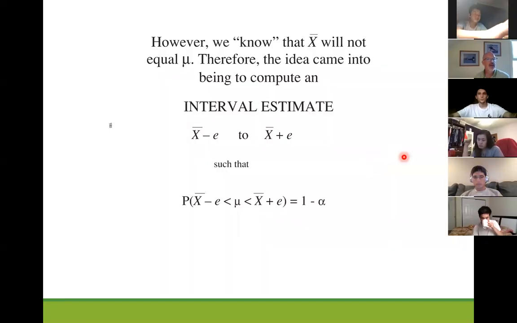All right, so let me go back to my PowerPoint. So, the interval. It's X bar minus E, X bar plus E, such that the lower limit, X bar minus E, is less than mu, the mean, which is less than the upper limit. Again, this whole thing just talks about the symmetry I just did on my document camera. And that is equal to what's called 1 minus alpha. Alpha is the Greek letter alpha, 1 minus alpha.